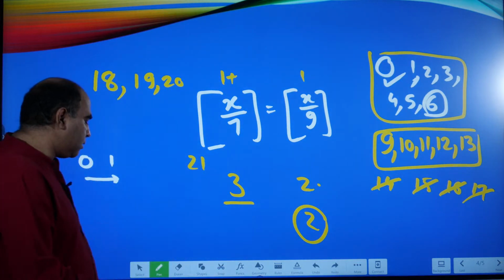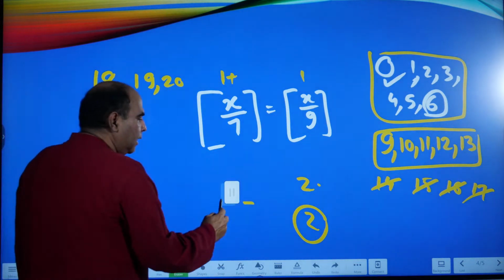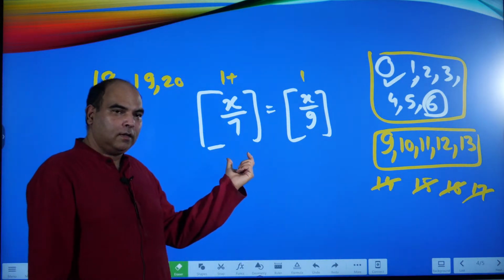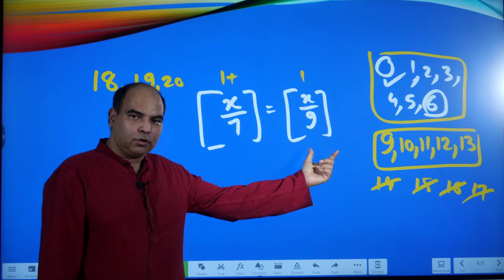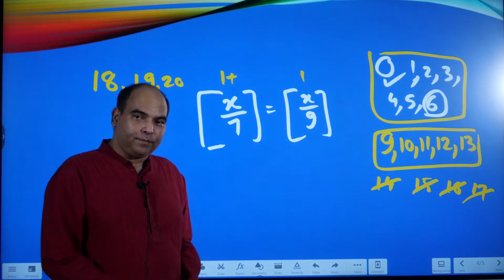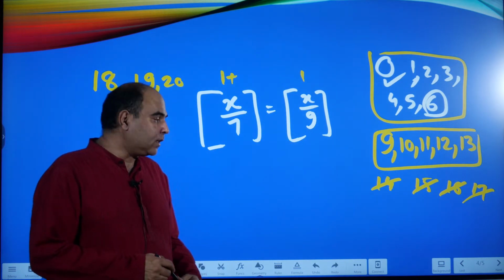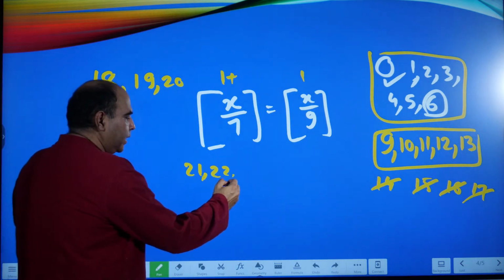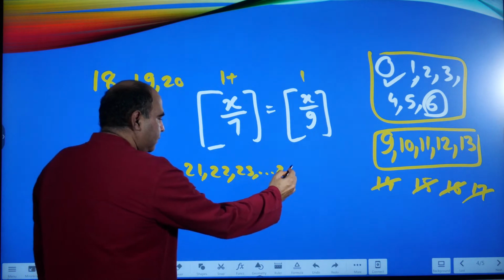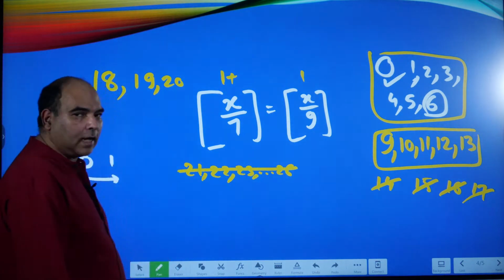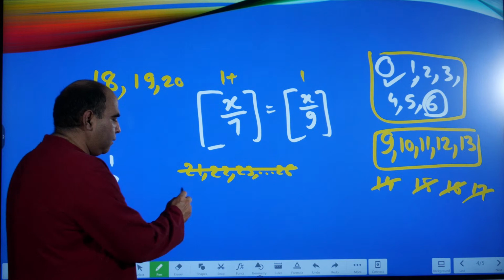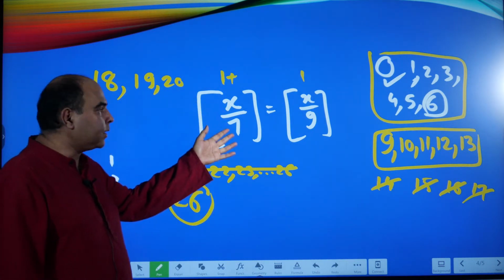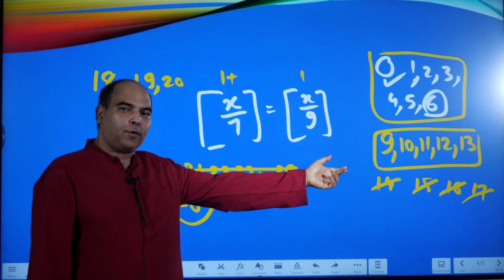So 21 से solution मिलना बंद होगा तुम्हारा till when? After 21 this has crossed 3 till this reaches 3. So when is the next point this reaches 3? 27, x is 27. So all the values 21, 22, 23 up to 26 can be rejected as solutions, because if you have a doubt, if you check at 26, you will see at 26 this is 3 point something and at 26 this is still 2 point something.